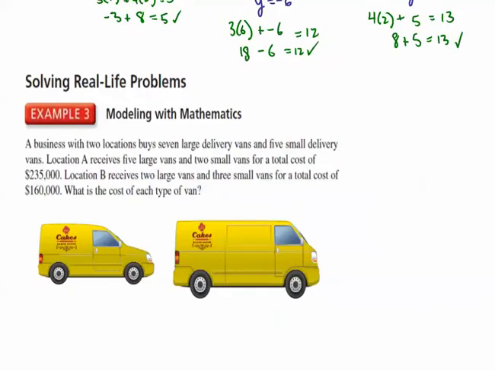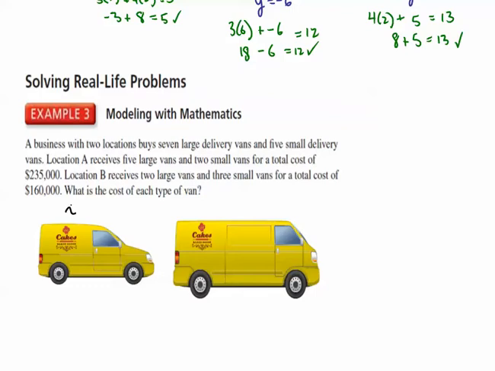All right, then in word problems related to this. A business with 2 locations buys 7 large delivery vans and 5 small delivery vans. Location A receives 5 large vans and 2 small vans for a cost of $235,000. Location B receives 2 large vans and 3 small vans for a total cost of $160,000. What is the cost of each type of van?